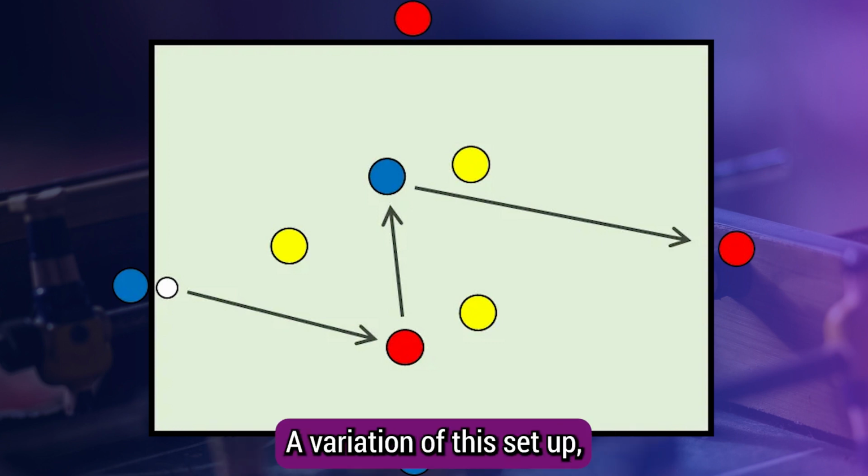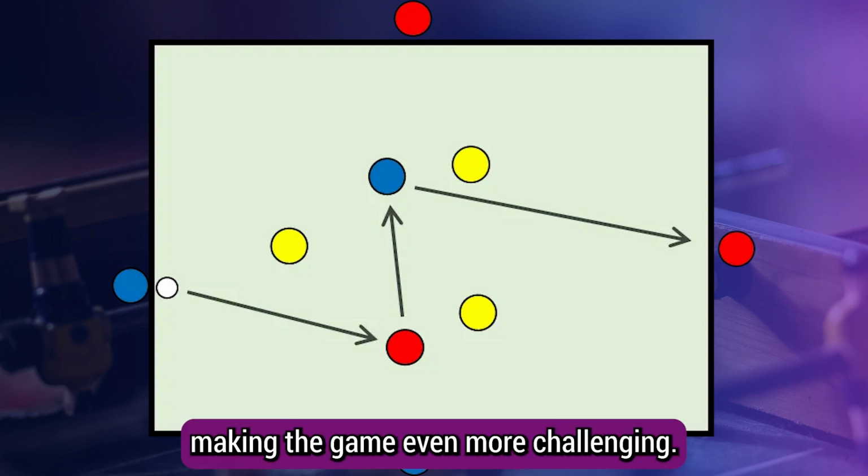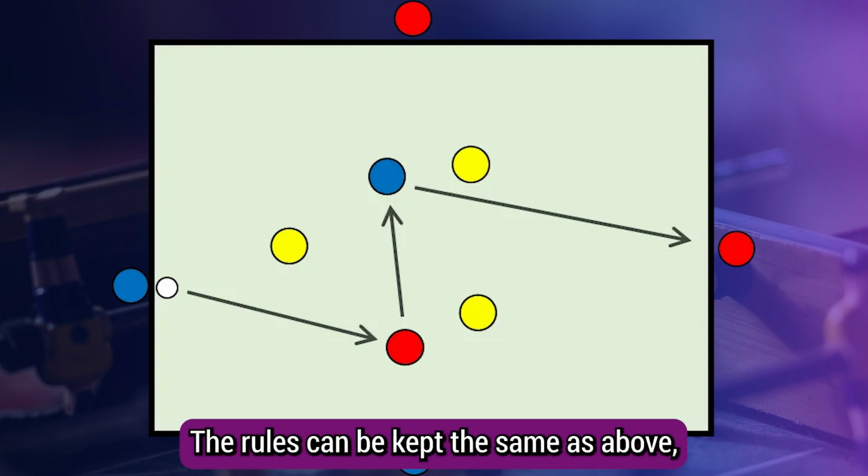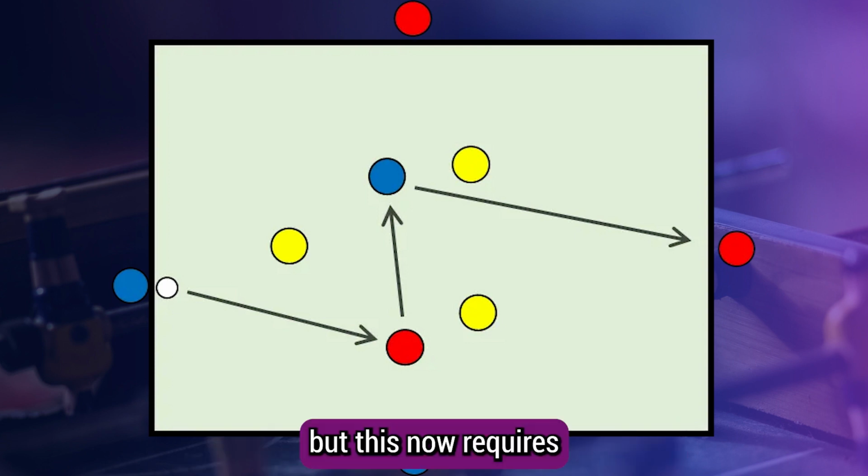Progression for scanning variation. A variation of this setup which I have used in the past allows players to move freely between pitches, making the game even more challenging. The rules can be kept the same as above, but this now requires all players to scan and communicate effectively, as players can move onto the pitch from outside their peripheral vision, as shown above.